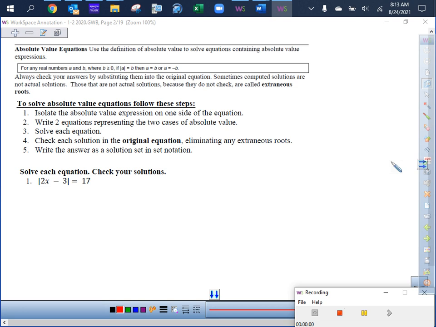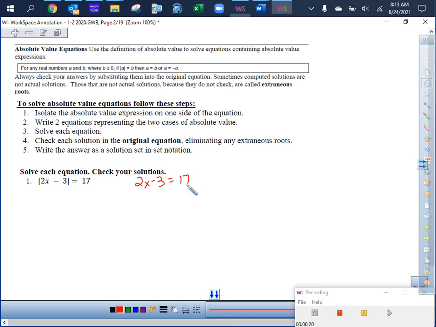All right, 1-2 in Advanced Algebra 2. Today we're solving absolute value equations, which is pretty challenging for a lot of students. You see number 1 here, and they want you to solve for x. And here's what I say. Friends, if they wanted it to be 2x minus 3 equals 17, they would have written it that way.